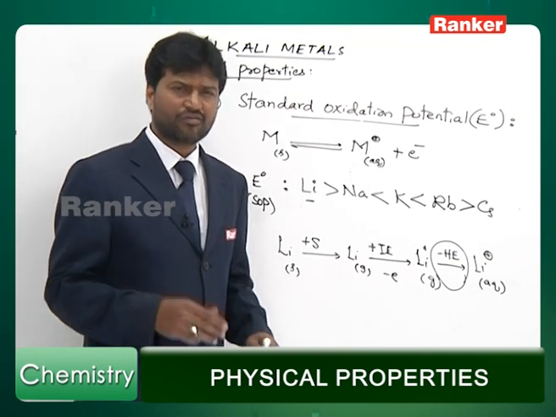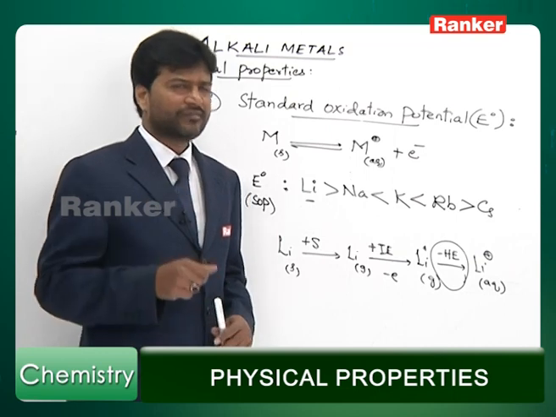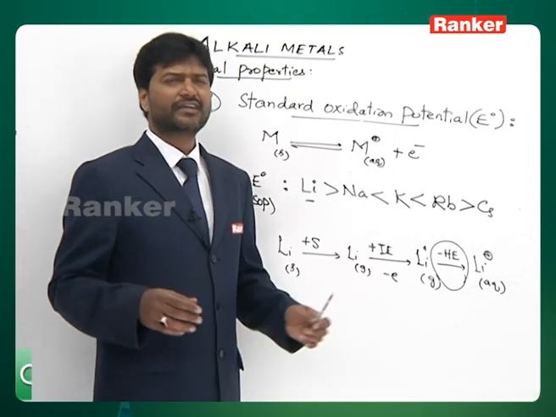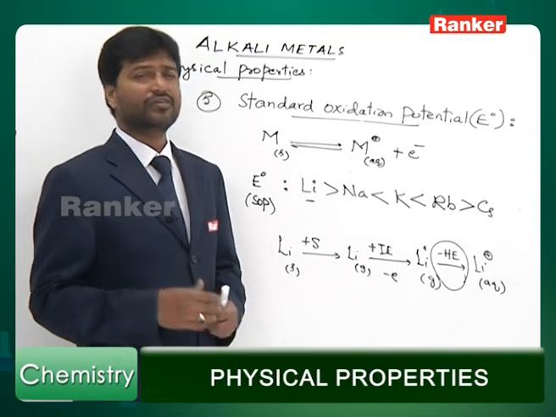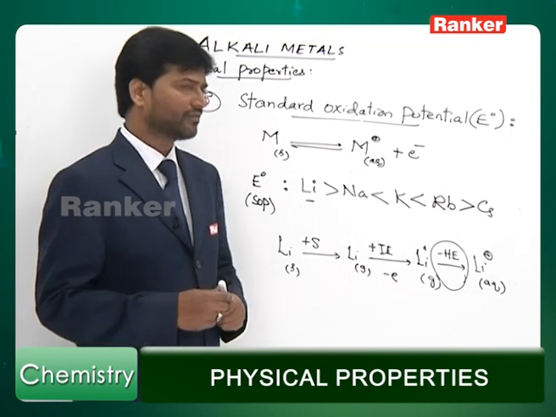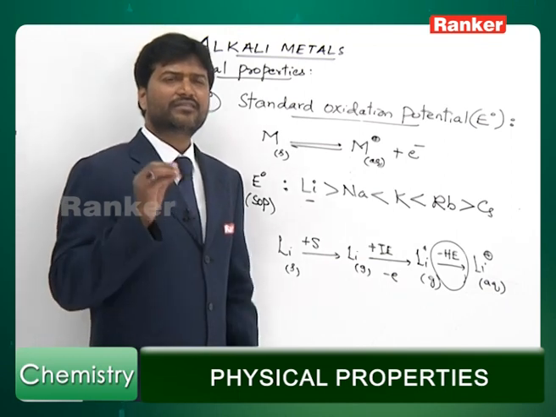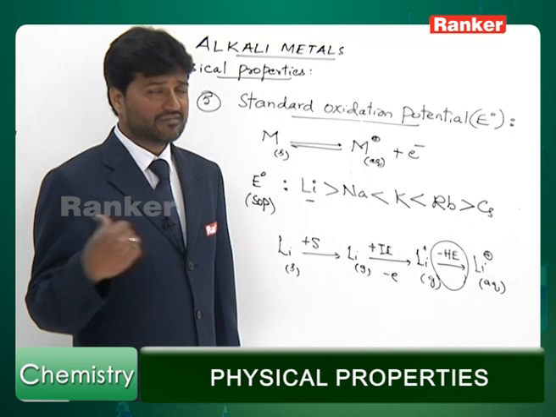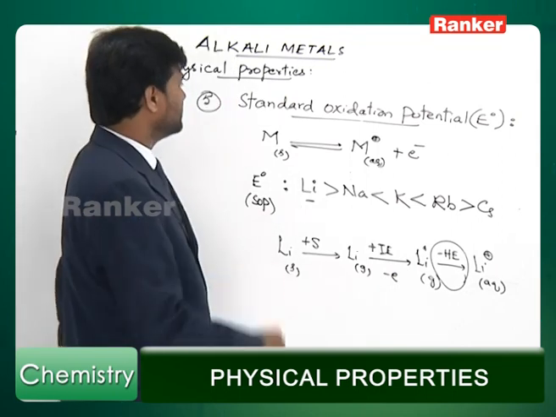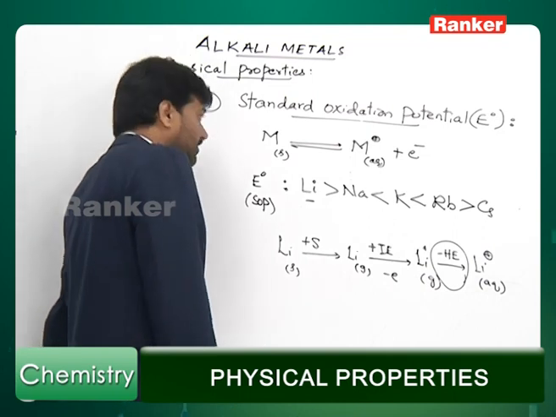If you see the electrochemical series, at the top you will find lithium, and at the bottom you find fluorine, indicating that fluorine has a great tendency to gain electrons and lithium has the greatest tendency to lose electrons. So, you can say lithium will be the most powerful reducing agent and fluorine is the most powerful oxidizing agent. That completes this factor, standard oxidation potential.